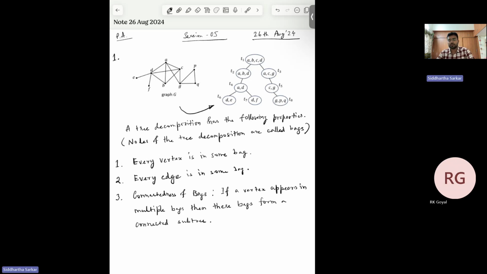So what else? Okay, so what is the tree width? After you have formed this tree decomposition from a graph, we associate a parameter called tree width with this tree decomposition, and the width of the decomposition is the size of the largest bag minus 1. So in this case, what will be the tree width?